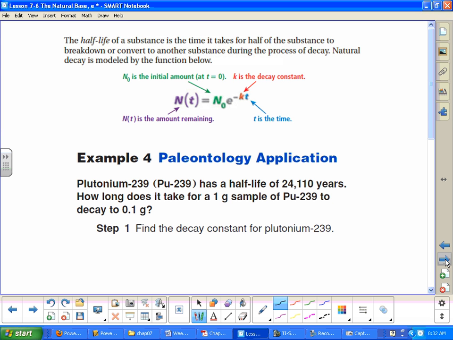What happens in some of these problems that we're going to end up working with is the first thing we have to do is find the decay constant before we can find the actual value we're looking for.